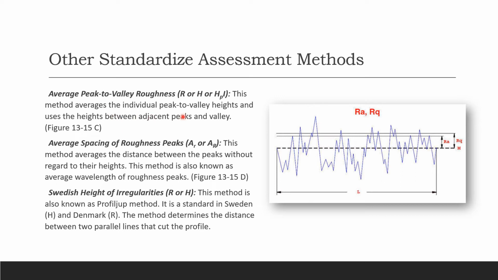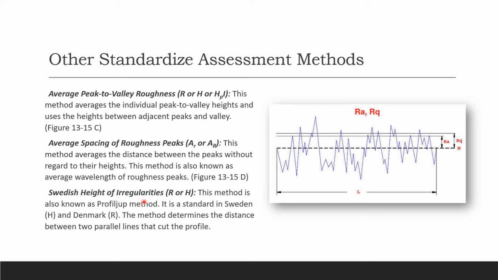Alright, the next method is your RH or HPI, your average peak to valley roughness. This method averages the individual peak to valley heights, each one of them, and uses the heights between adjacent peaks and valleys. Average spacing of roughness peak is AR. You can use a little r or big R, the same thing. This method averages the distance between the peaks without regard to their heights. This method is also known as the average wavelength of roughness peak.